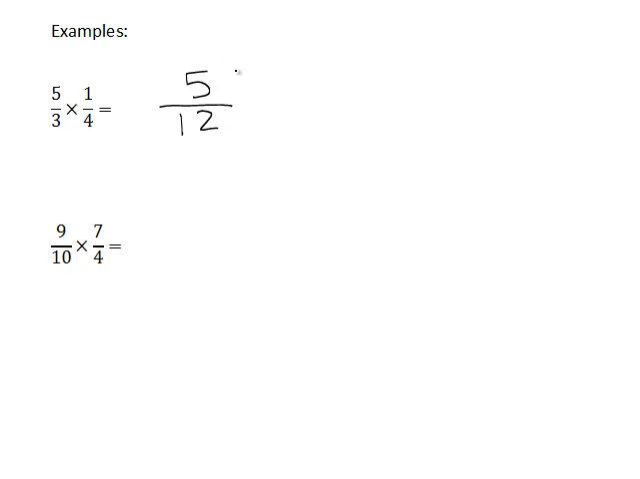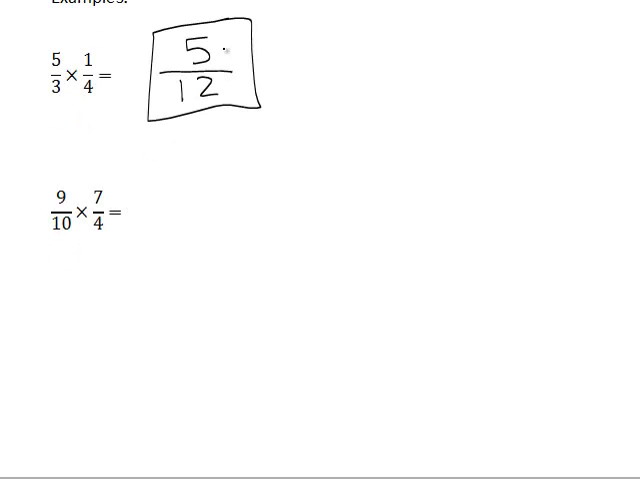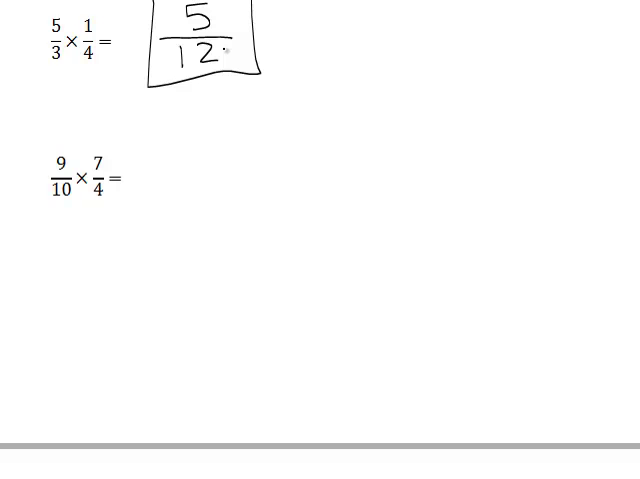Now we look to see if we can reduce this. We know 5 is prime, so only if the denominator has a factor of 5 could we reduce this. So we can't reduce this, and this one is done. We circle or box our answer to show that we are done. All right, let's try another one.